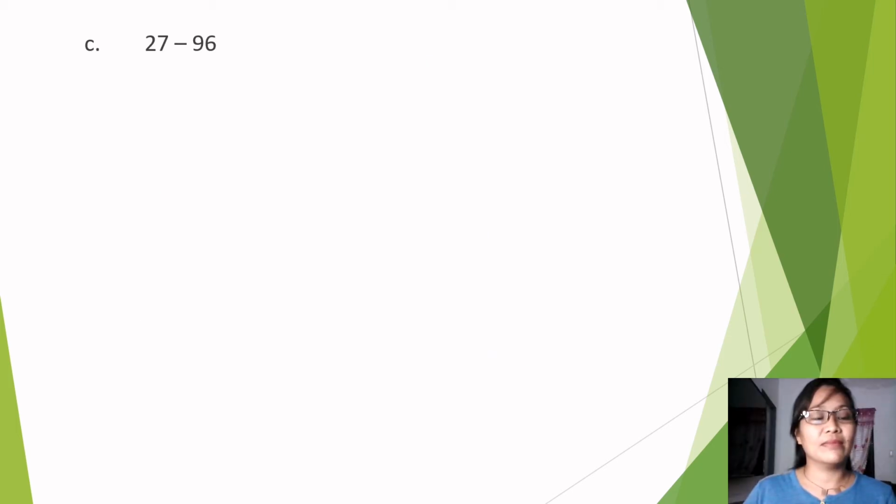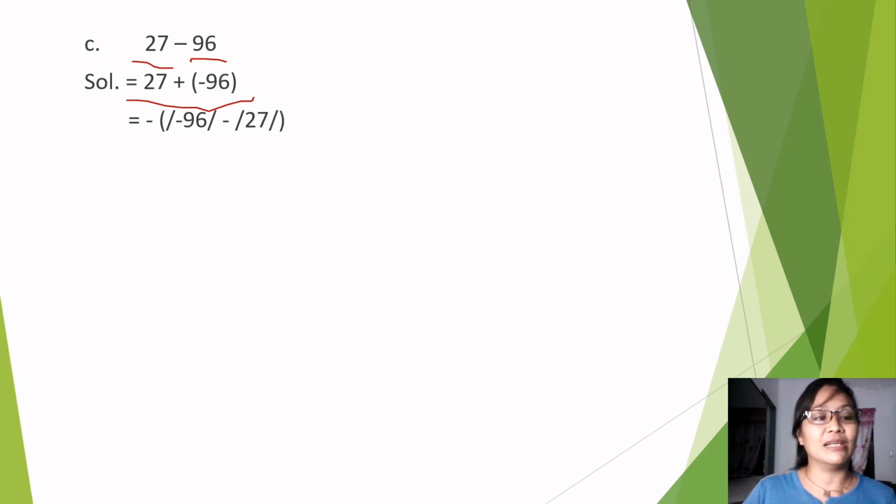Letter C, 27 minus 96. Of course, solution. First, copy the minuend, positive 27, from subtraction to addition, and then change the sign of the subtrahend from positive 96 to negative 96. Next, proceed to addition. Since they have unlike signs, so copy the sign of the greater value, which is negative, kaya may negative tayo dito.